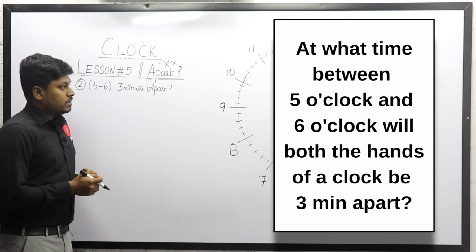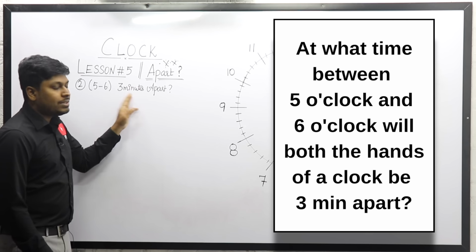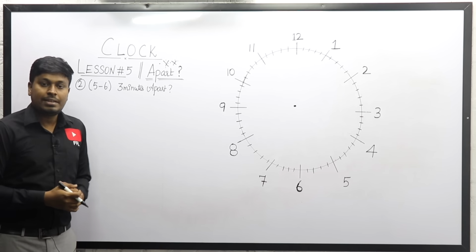Question number 2. At what time between 5 o'clock and 6 o'clock will the hands of the clock be 3 minutes apart? So our target is to find at what minute the hands of the clock will be 3 minutes apart.